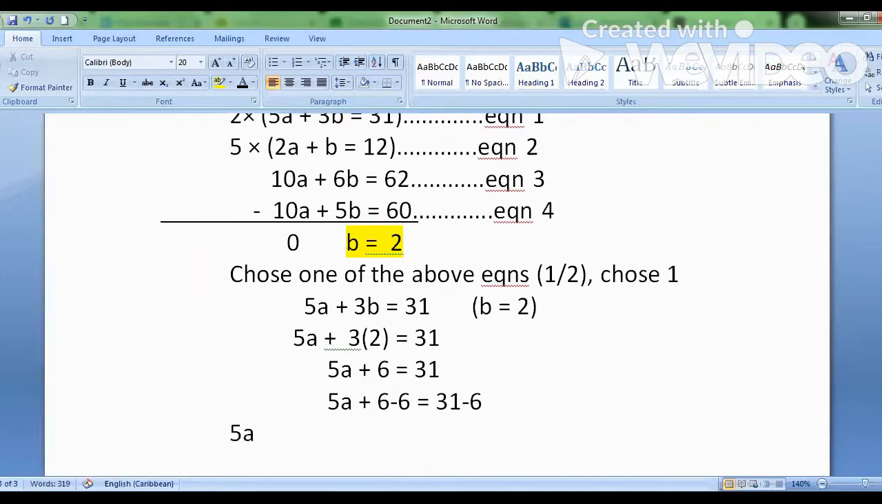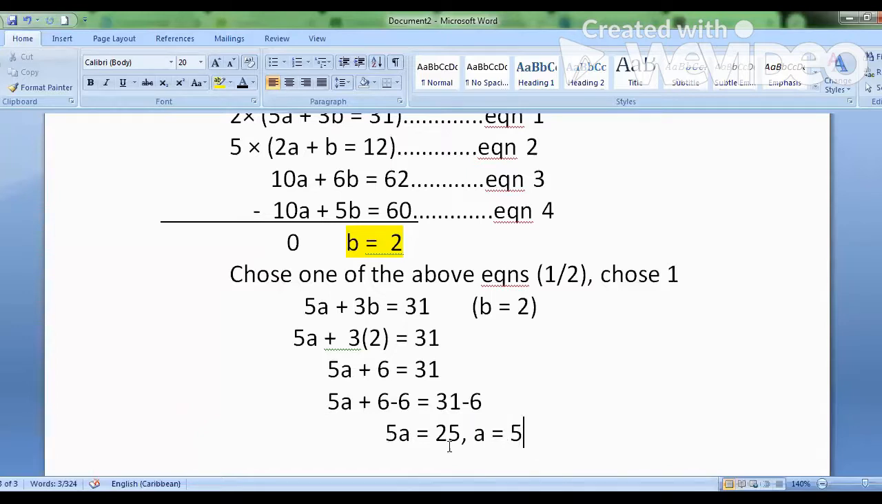So 5A minus 25 equals positive 25. All right, so therefore what? A is equal to 5. You guys understand what we get, 5, right?